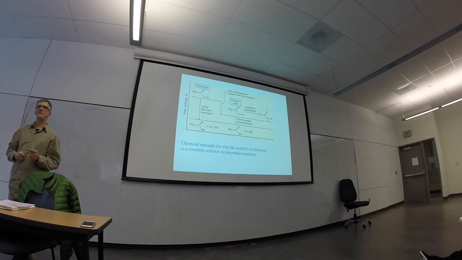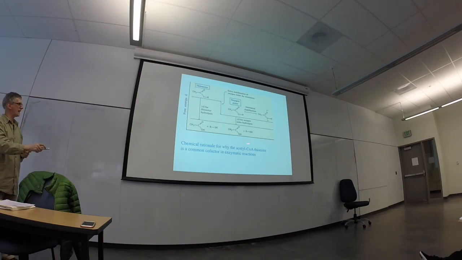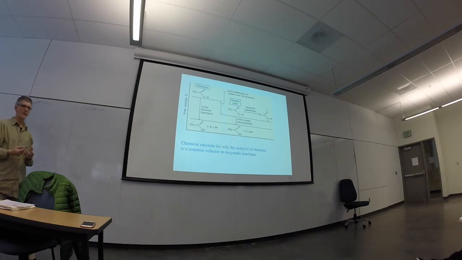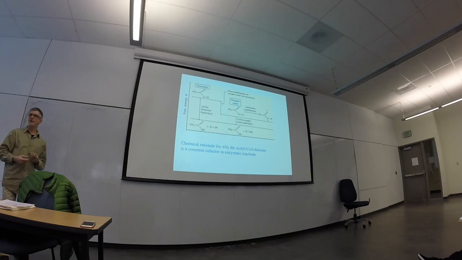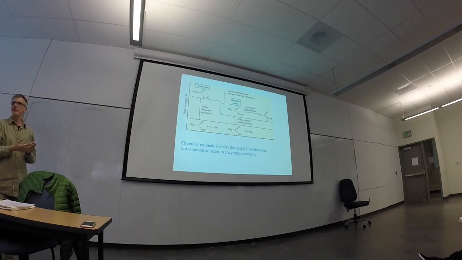Okay? So that's why acetyl-CoA as a thioester is a common cofactor in enzymatic reactions, right? And it gives us another metabolic role for sulfur. I mean, sulfur is a very important element. It's only, I think, the 6th most abundant element in cells, but besides cysteine and methionine, it kind of infiltrates itself in lots of different other places in metabolism. This is a key one, right, inside of acetyl-CoA.